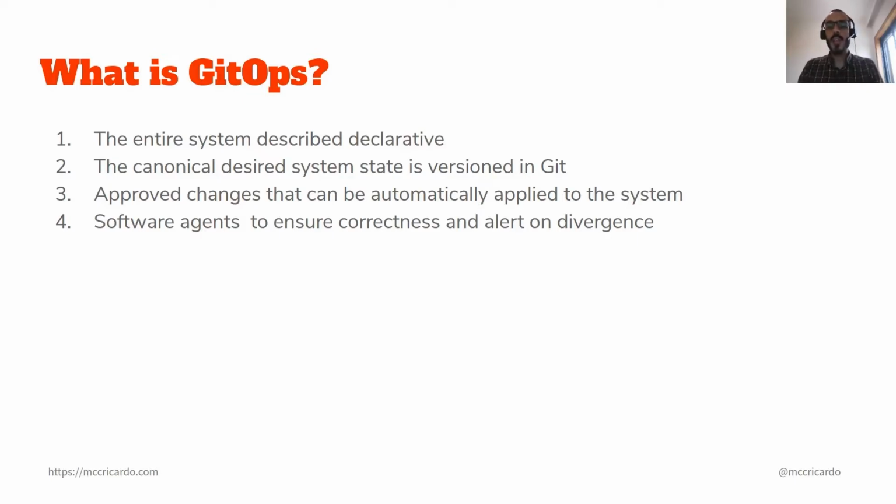Also, with Git's excellent security guarantees, we can use SSH keys to sign commits and enforce stronger security guarantees about the authorship and provenance of our code. Another important point is that approved changes can be automatically applied to the system. Once we have everything in Git, the next step is to apply those changes in an automatic fashion.